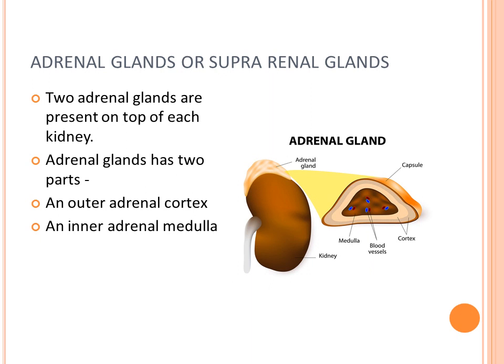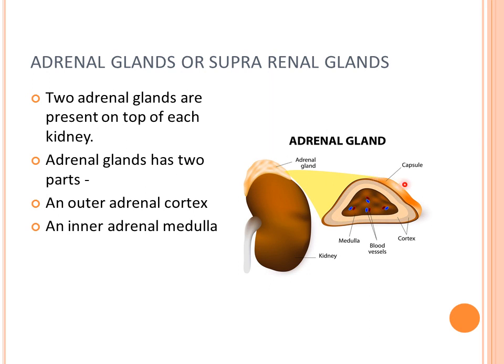Now, as we can see in this diagram, the location of the adrenal gland is mainly on the top of each kidney. Adrenal glands have two parts. Please see the red pointer here. The outer part is the cortex, whereas the inner part is the medulla, which contains the blood vessels also.